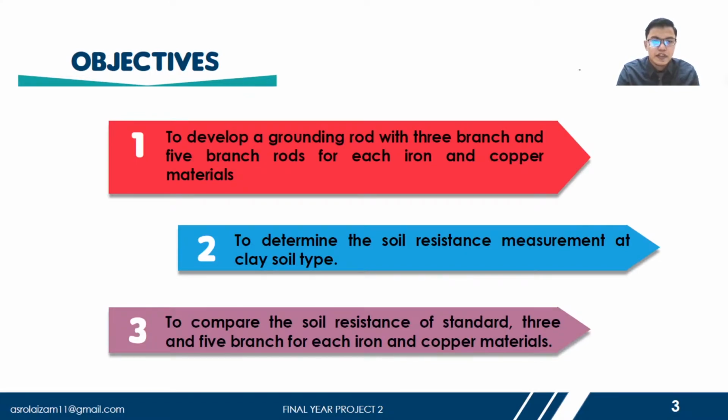I have three objectives for this project. The first one is to develop a grounding road with 3 branches and 5 branch roads for the iron and copper materials. The second one is to determine the soil resistance measurement at the clay soil type.